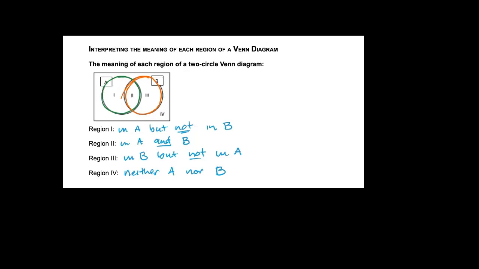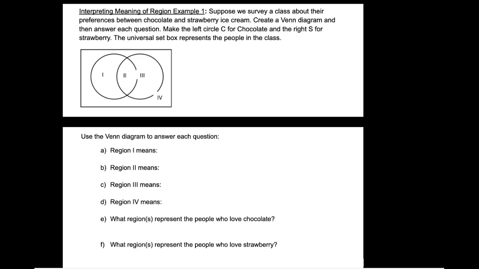Now let's do an example where we have some real life context. Suppose we give a survey to a class about their preferences between chocolate and strawberry ice cream. Create a Venn diagram and then answer each question. We're going to make the left circle C for chocolate and the right circle S for strawberry. We'll look at each of these regions, write down what they mean, and on the side write the set notation for each region. Part J asks us to do that, but rather than wait to the end, I'm just going to do it as we go.